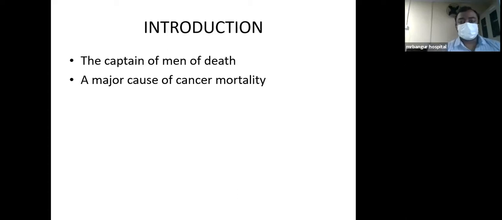Now coming to the disease proper, carcinoma stomach. It was once called the captain of men of death. Worldwide, the gastric CA remains the fifth most common cancer and the leading cause of cancer mortality.